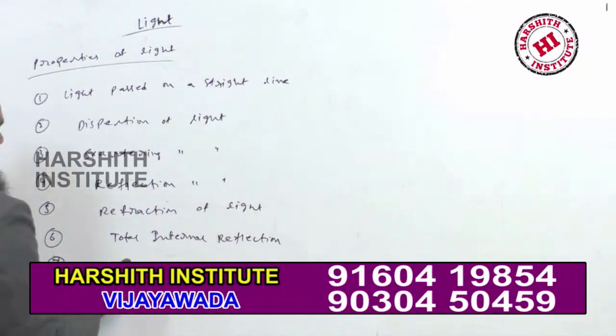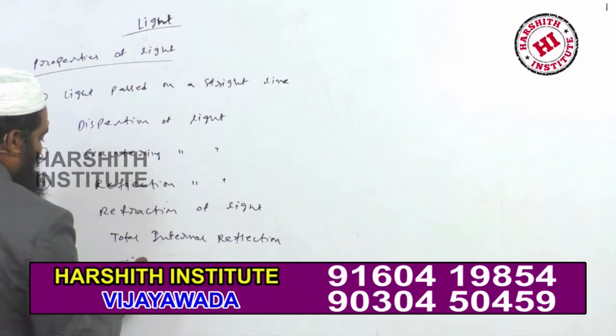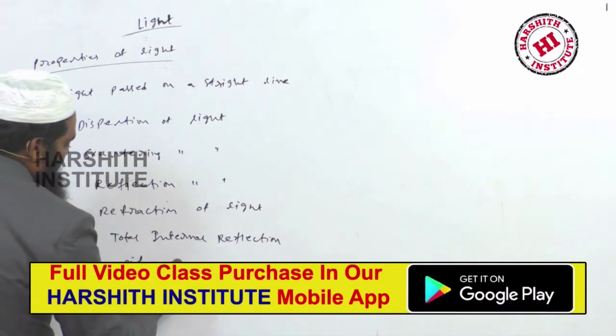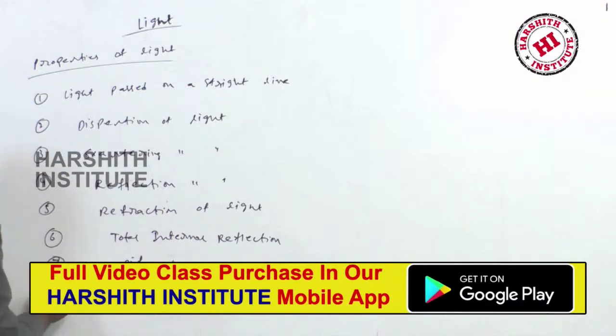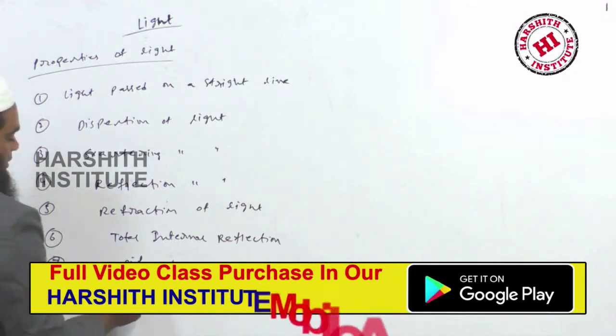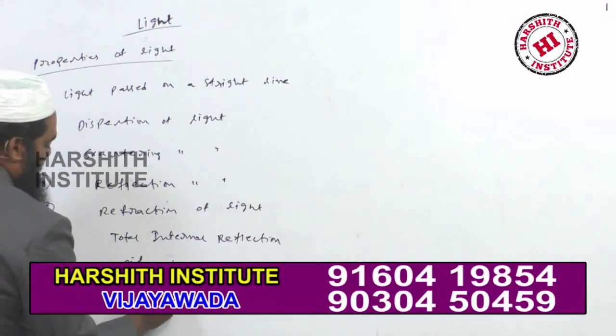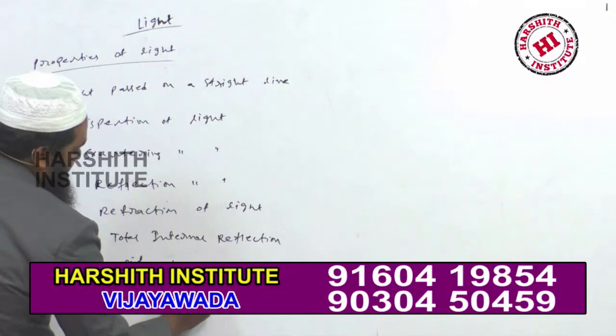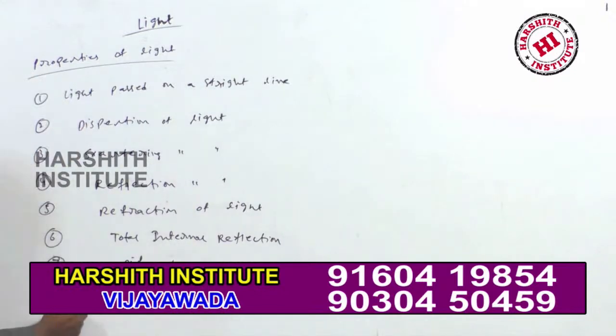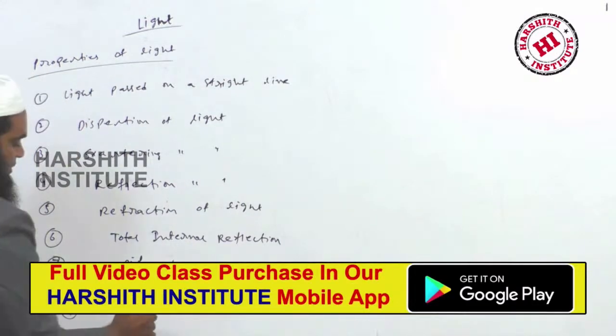The seventh one is diffraction of light. The eighth one is interference. The ninth one is polarization.